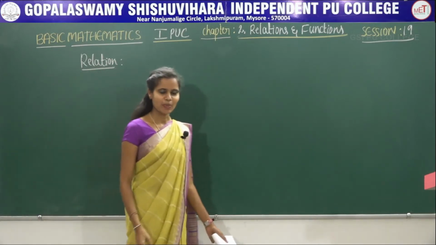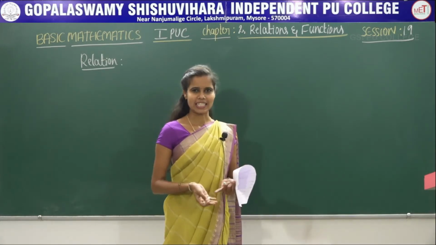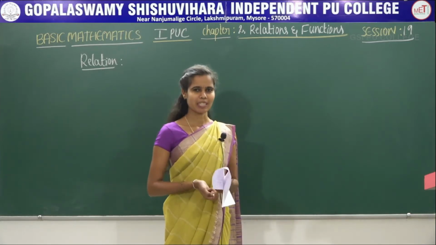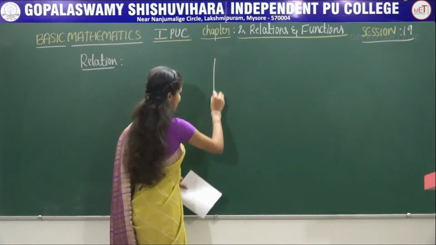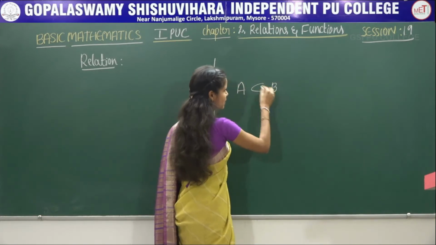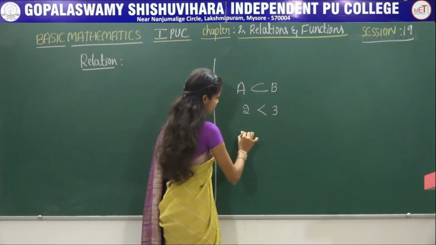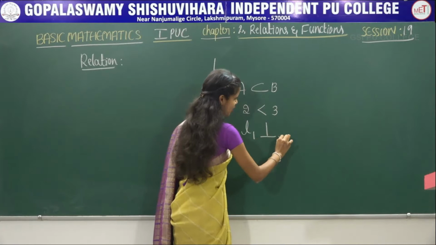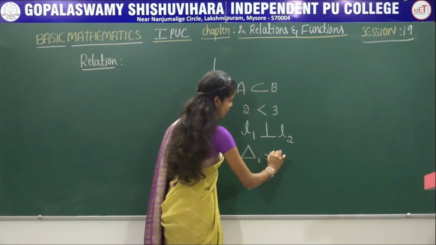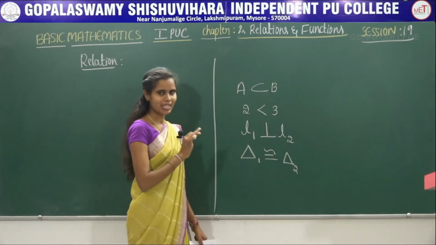In our daily life we come across so many relations. For example, daughter and father, mother and son, brother and sister, student and teacher and so on. In mathematics also we come across so many relations, called mathematical relations. For example, consider A is a subset of B, the number 2 is less than 3, the line L1 is perpendicular to line L2, the triangle 1 is similar to triangle 2. So these are called mathematical relations.